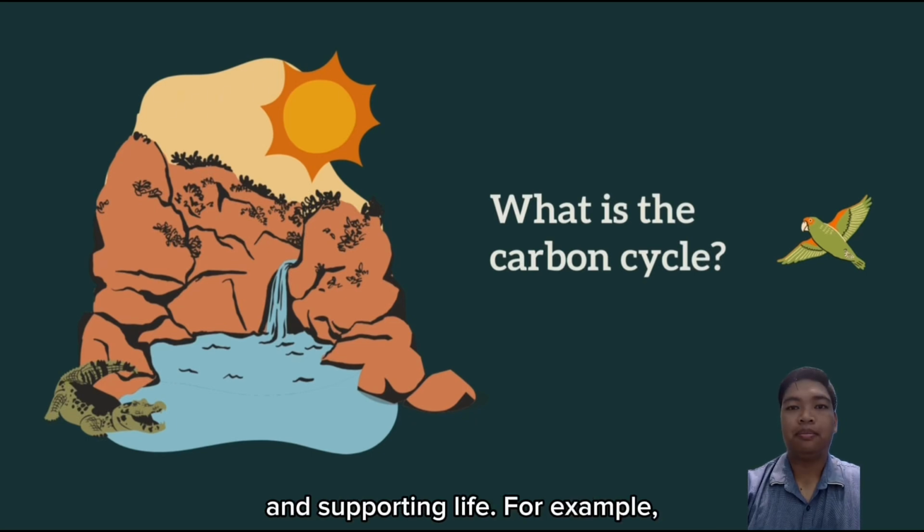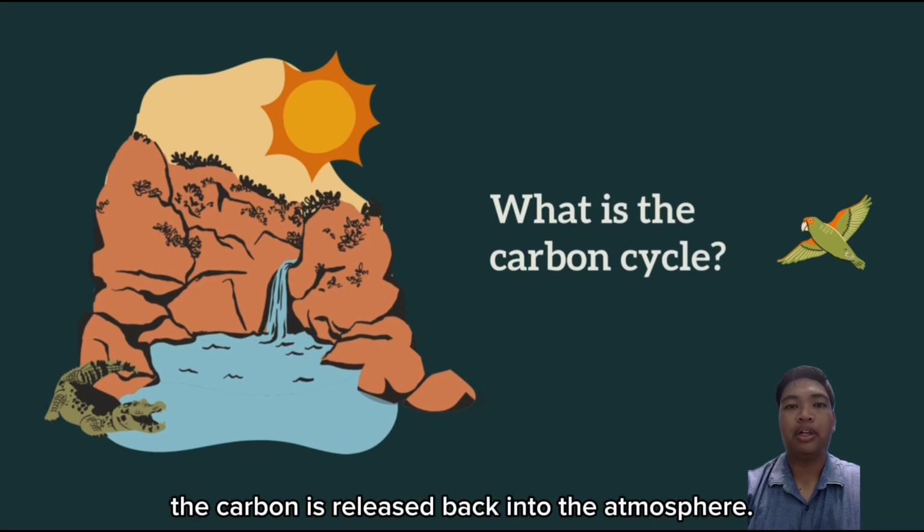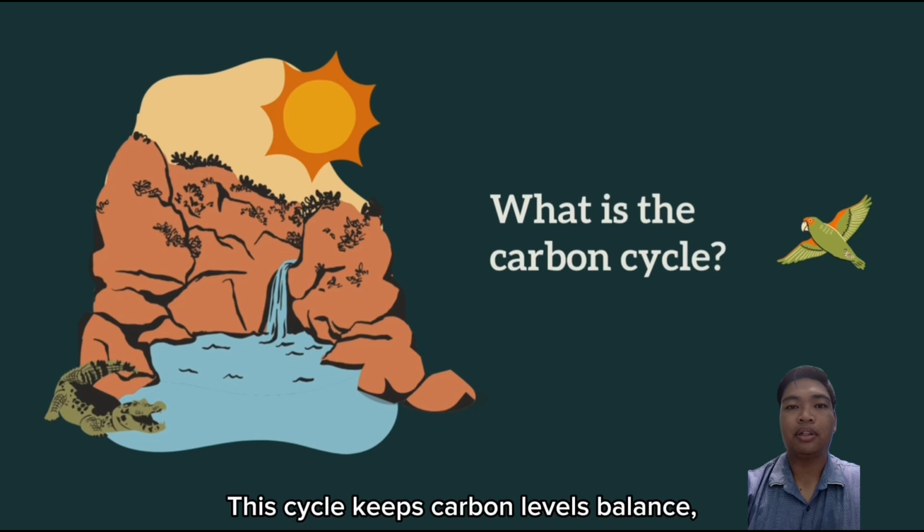For example, plants absorb CO2 during photosynthesis, converting it into glucose. When organisms respire or decompose, the carbon is released back into the atmosphere. This cycle keeps carbon levels balanced, which is vital for life on Earth.